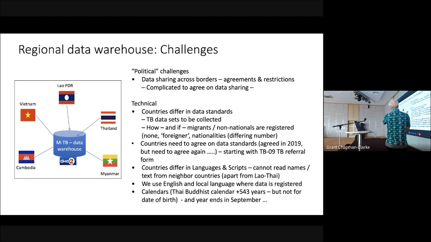And in these five countries, the special thing is that there are four different alphabets or scripts. If somebody writes my name in Myanmar, Cambodian or Lao script, I will not understand it, and nobody else apart from the Lao will understand it. That's of course a challenge when you make a shared database. We use English as the official language, and we use the local language of the country where the data is registered. Meaning, if you are registering the data in Lao, then you use Lao when you write the name of the patient, but also English, so that when you send it to Vietnam, they can understand it.